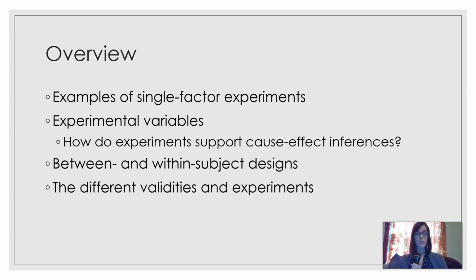As I mentioned, experiments are really the only type of research study that we can actually draw causal conclusions from. So we're going to talk about the different reasons why that is. We'll talk about between and within subject designs, and then we'll talk about those 4 different types of validity, like we did with correlations, and we're going to talk about how each of them plays a role in experiments.